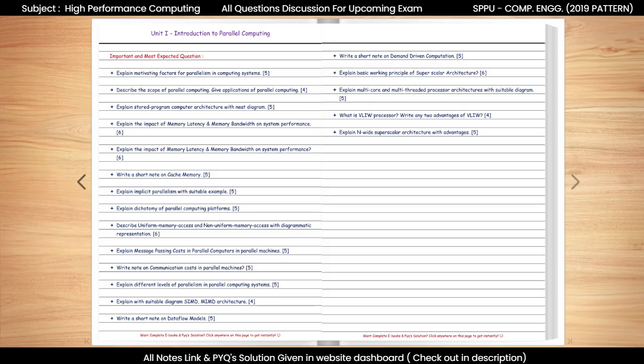Now, let us move on to our next important topic, N-wide superscalar architecture. From this topic, we can expect questions such as, explain N-wide superscalar architecture with advantages. N-wide superscalar architecture means the processor can issue and execute multiple instructions in parallel in a single cycle, where N represents the number of instructions issued together. This increases instruction-level parallelism and improves performance. Advantages include higher throughput and better utilization of processor resources.